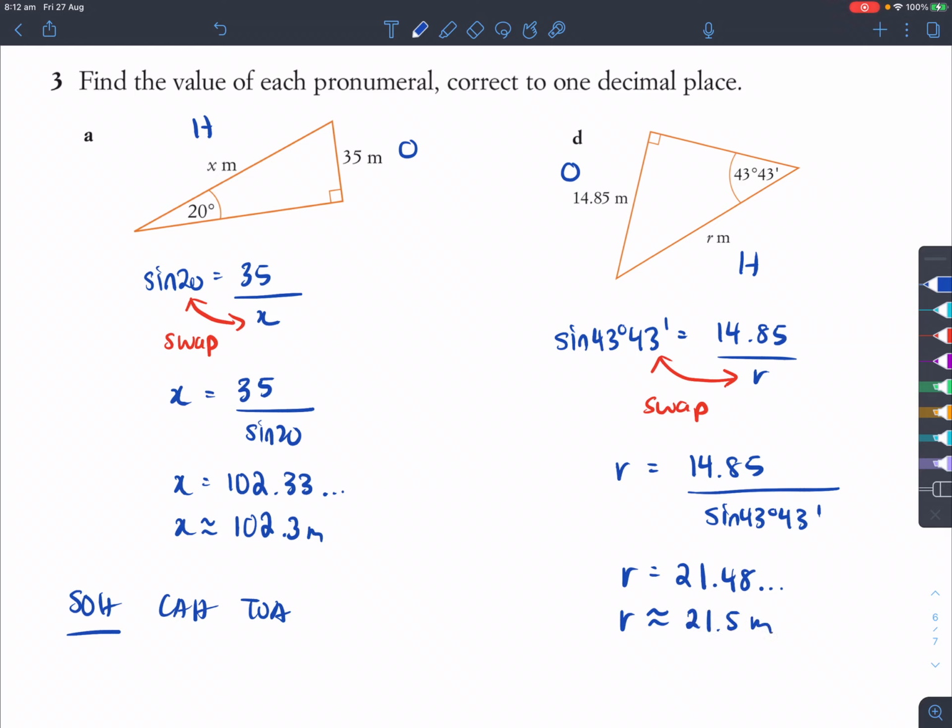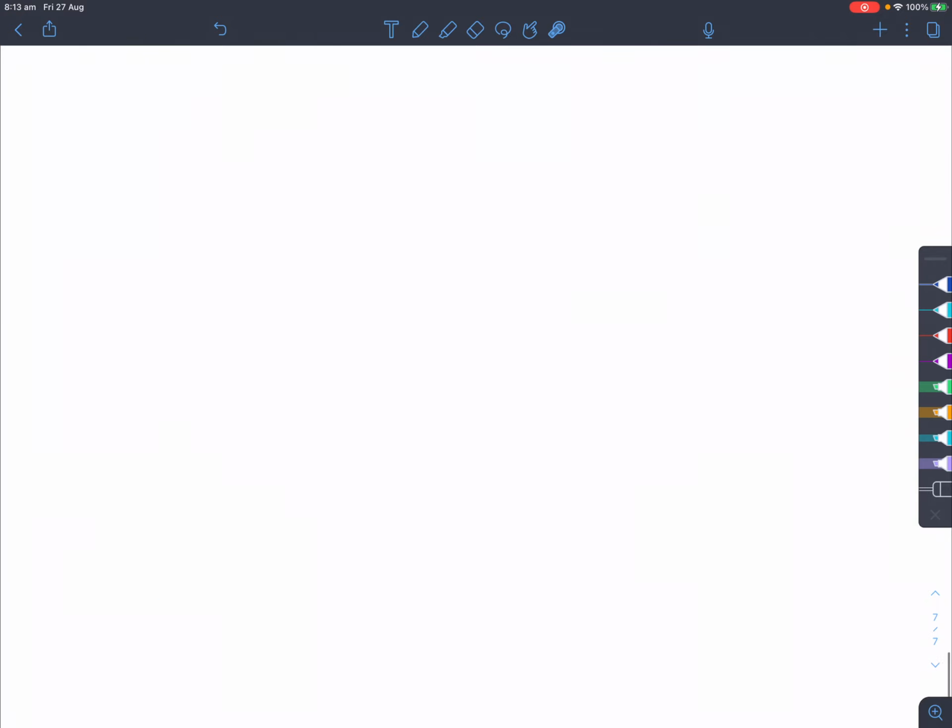Okay? So these questions are good examples of where you have to move the denominator, which is unknown, to the other side by just swapping it. If it's not that way, say for example, you have sine 20 equals x over 35, then you keep that x there, but you multiply both sides by that 35 on the bottom to get rid of it. Okay? So those are the two ways you can do these types of questions, when x is on the numerator or x is on the denominator. And that's it.